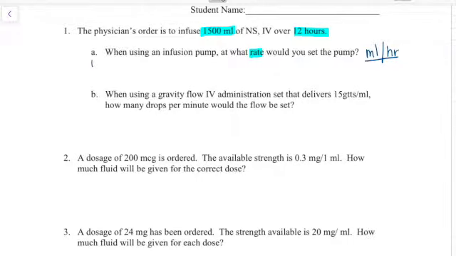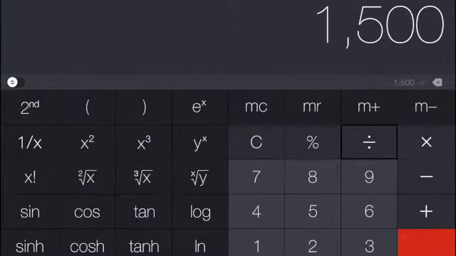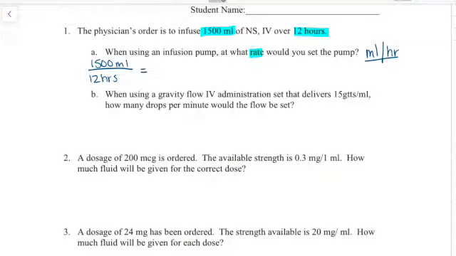So we have 1,500 ml, and we're going to do it over 12 hours. So we need to know how many mLs per hour. So if you divide 1,500 by 12, that is 125 mLs per hour. And that's the answer for that one.